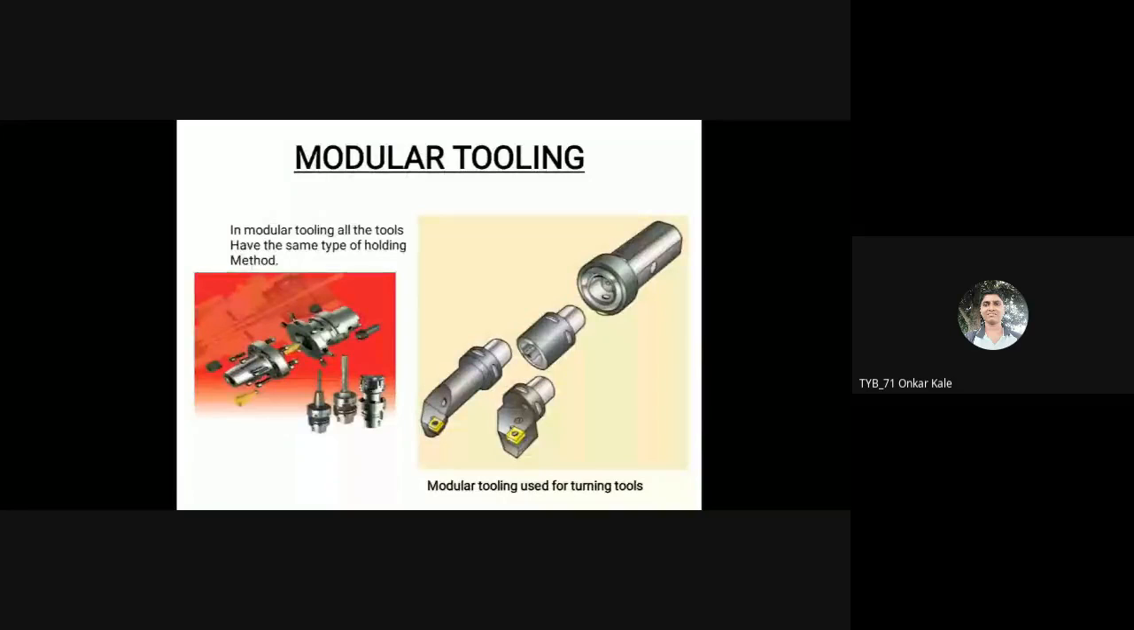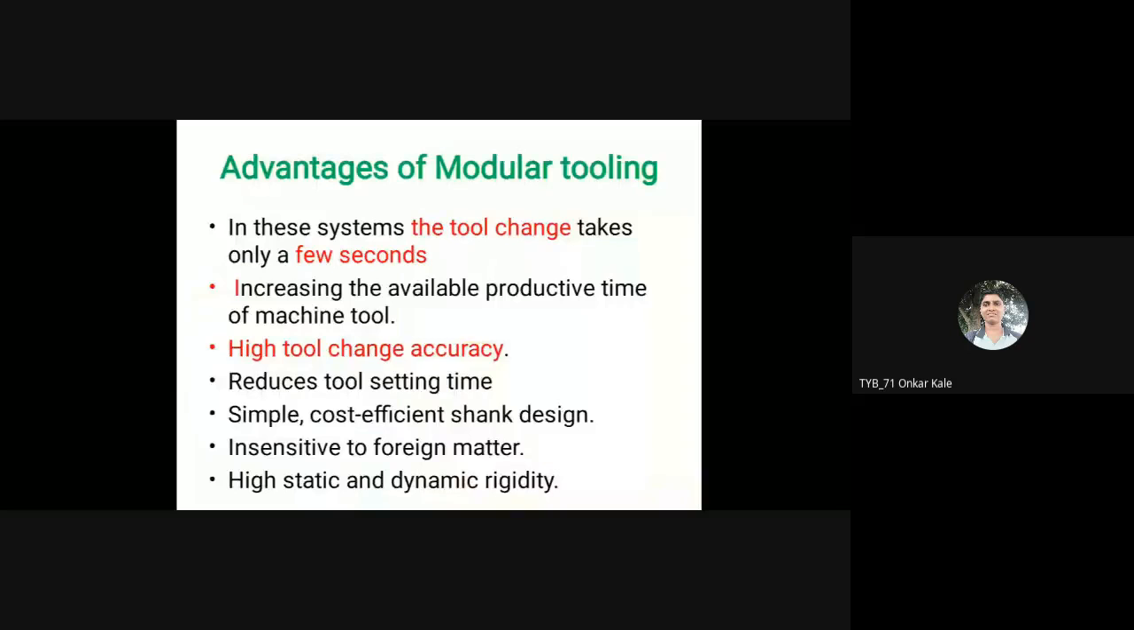Okay, for that purpose we are using this modular tooling, and the major advantage of this modular tooling is that in this system the tool change takes only a few seconds. Within a few seconds you can easily change the tools, increasing the available productive time of the machine tool. Whatever the downtime or idle time is will be reduced and your productive time will be increased by using this modular tooling. High tool change accuracy, we will get more accuracy in terms of the tool change.